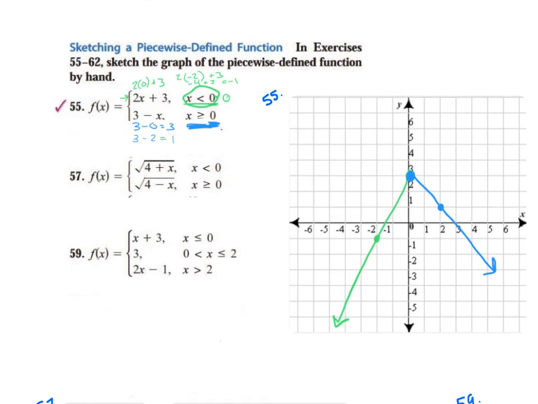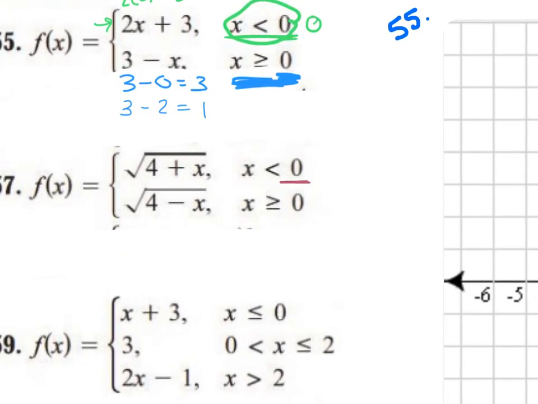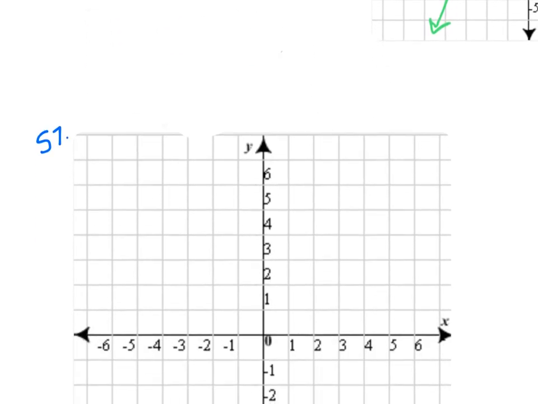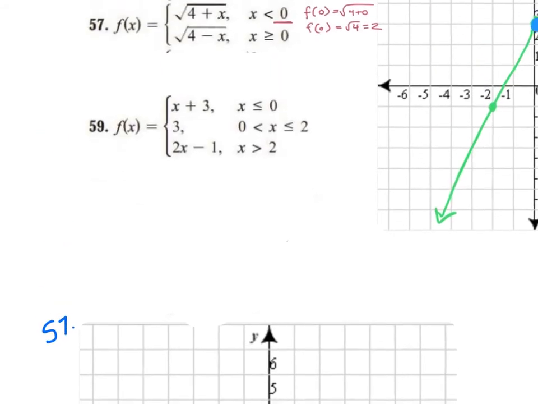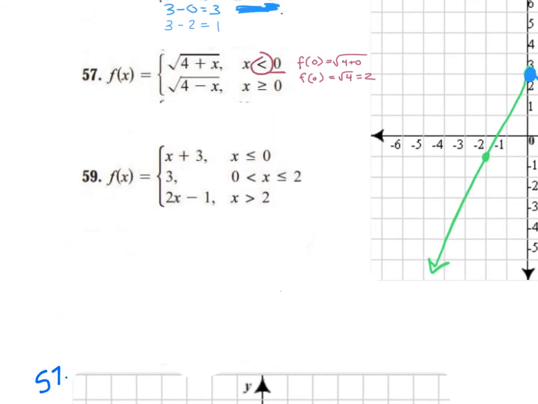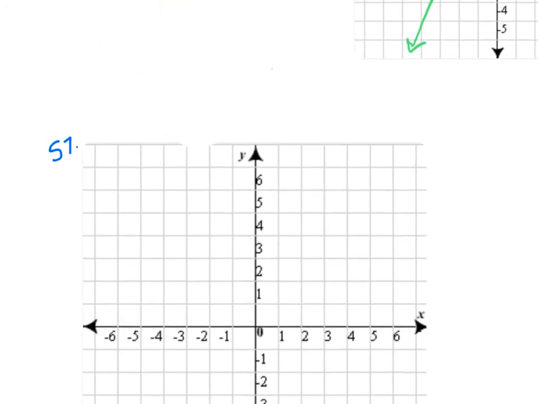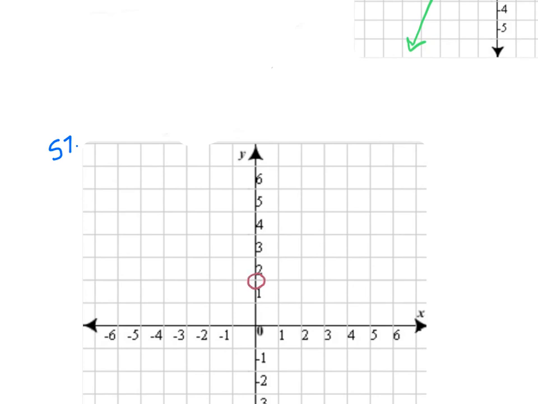Now looking at 57. So again, we start by plugging in our ending value here. So when plugging in 0, we have f of 0 is equal to the square root of 4 plus 0. F of 0 is equal to the square root of 4, which is 2. So when x is equal to 0, y is equal to 2. So we're going to go up 2. Now to determine if it's an open or closed circle, we look at our greater than or less than sign. This is just less than with no equal to, so it's going to be an open circle here.